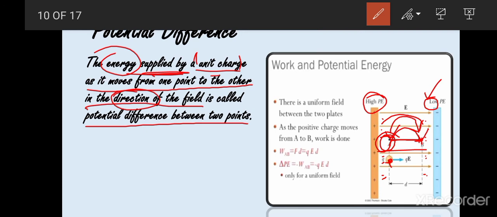For example, if point A has 5 volts electric potential and point B has 2 volts electric potential, the difference between these two will be 3 volts. The energy supplied by the charge will be equal to the potential difference between these 2 points.